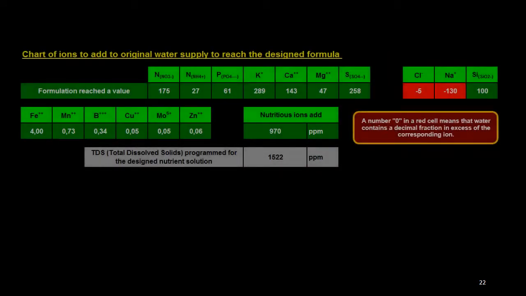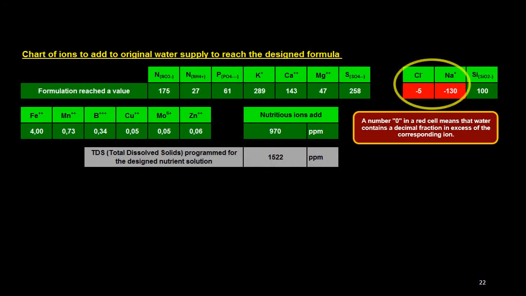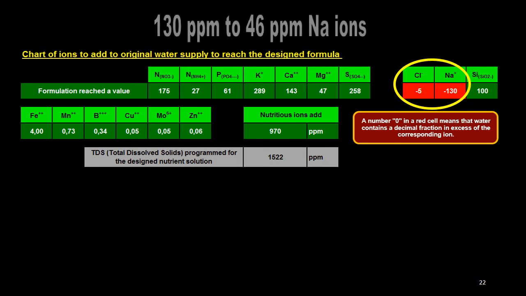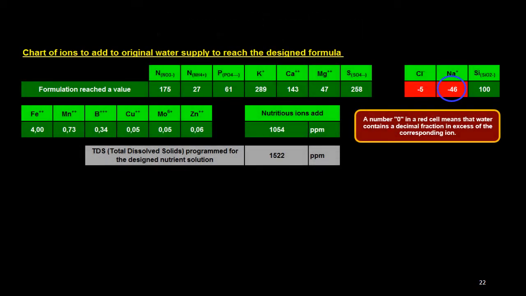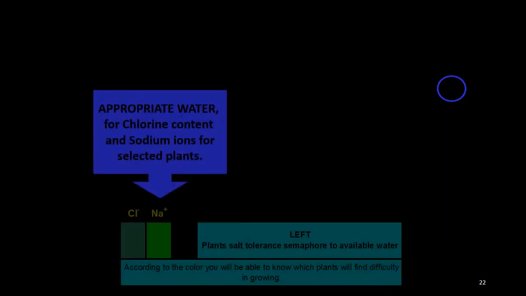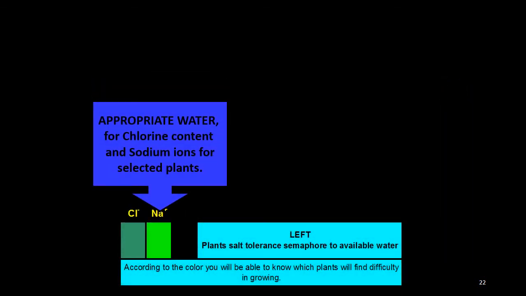Note: in order to continue with this demonstration, we need to work with acceptable water. To do this, we deliberately reduced the sodium ions value of the original water from 130 down to 46 ppm. The results are in the following table. Water still contains chlorine and sodium ions, but now, for demonstration purposes, we have reduced the sodium content. Note: no further amendments may be done here.